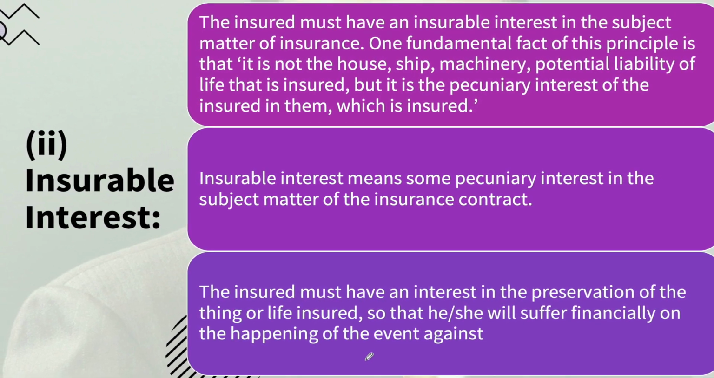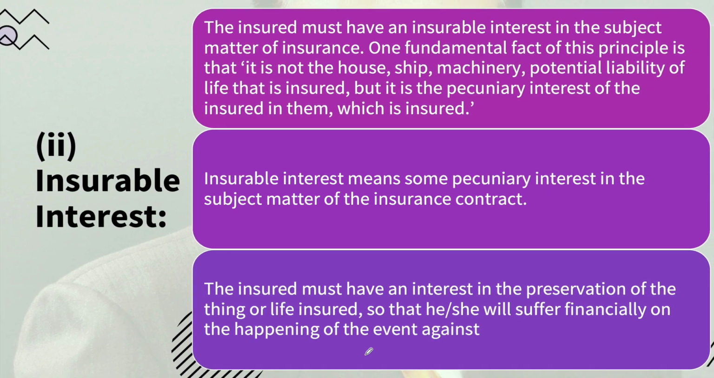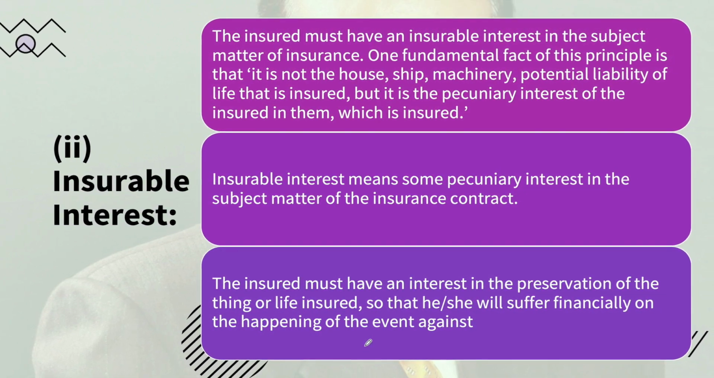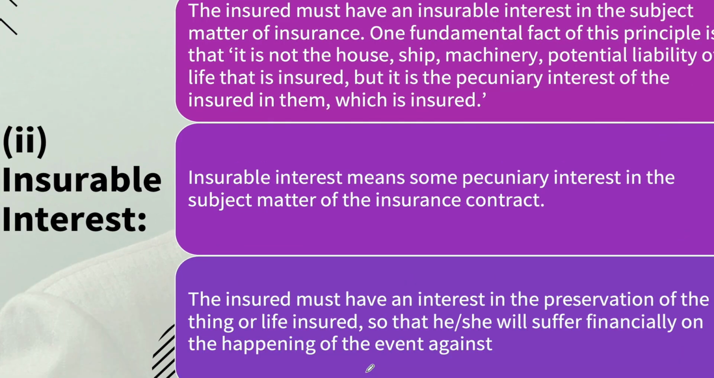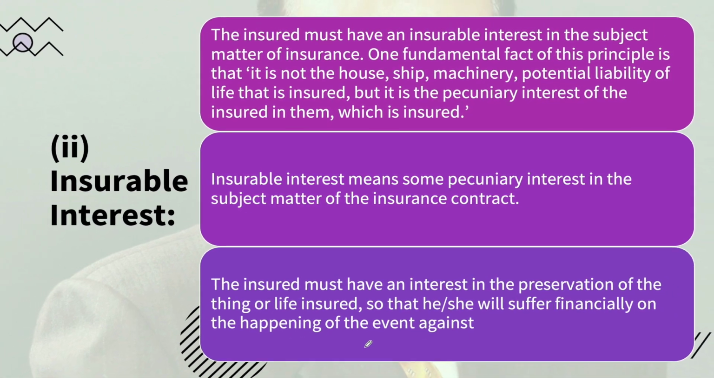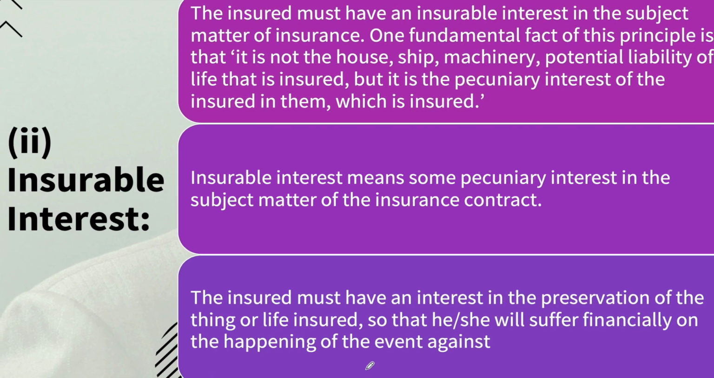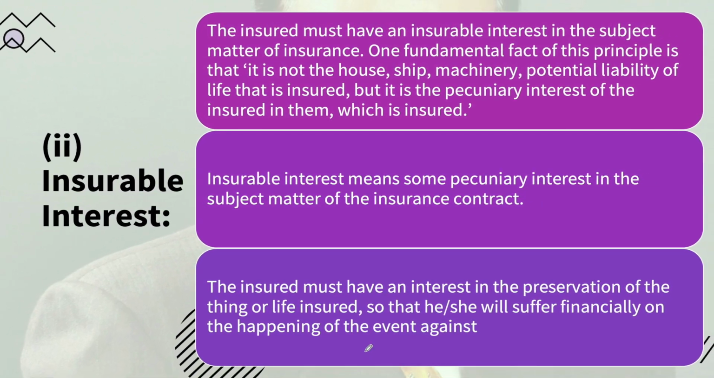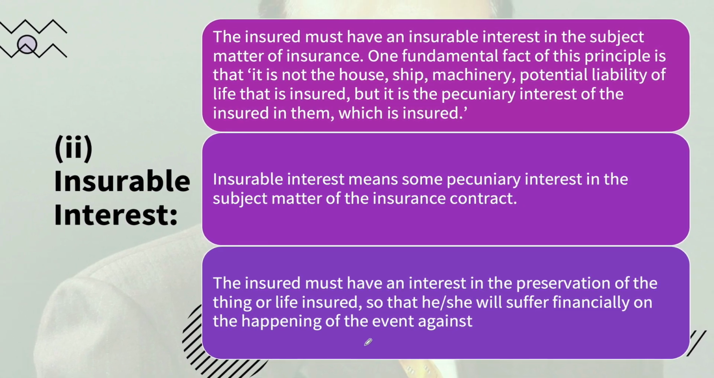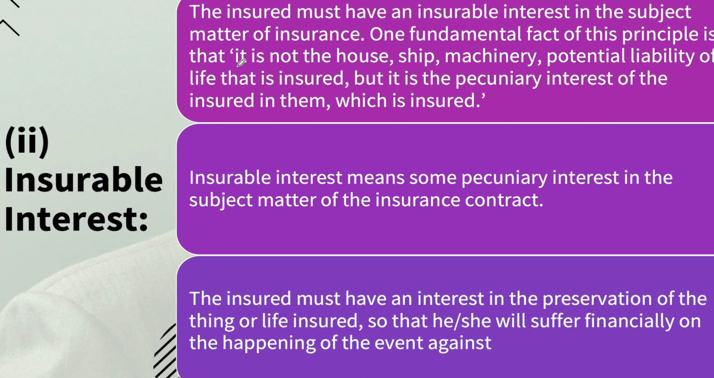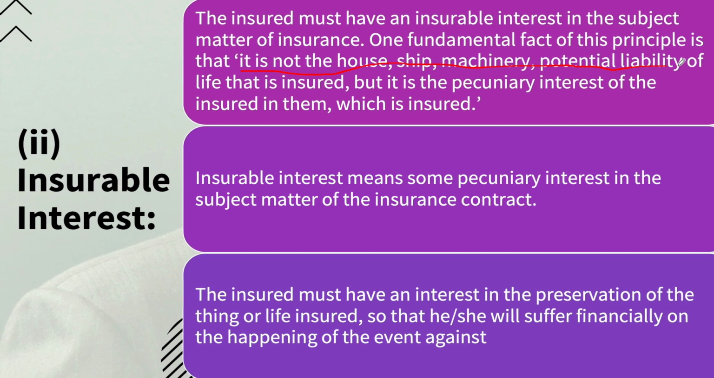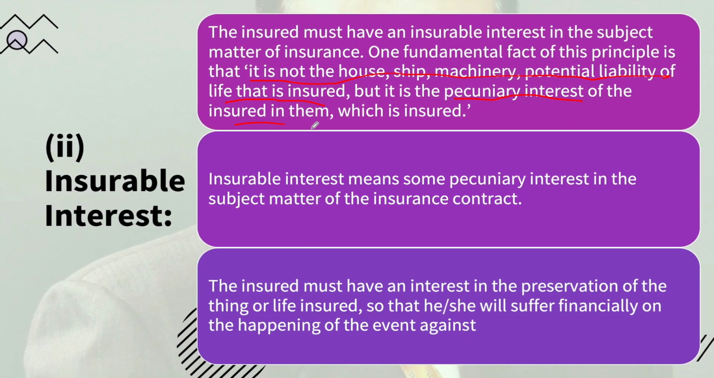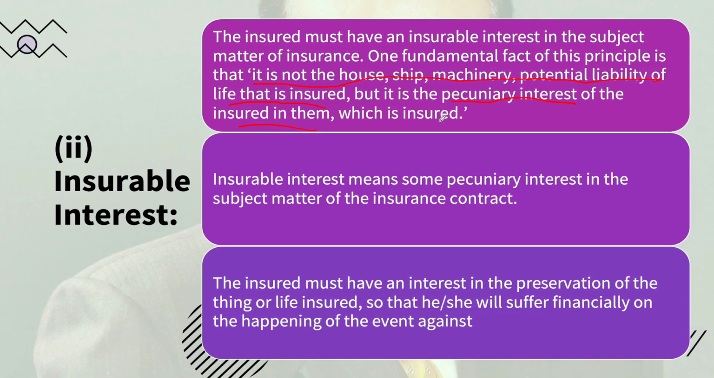This means that if there is any damage to the life or property which has been insured, the insured will have to incur loss due to this damage, and the insured will be benefited if full security is provided to that. So in the absence of insurable interest, the insurance contract is void. There are various instances of insurable interest, like the interest of husband and wife in each other's life, a lender's interest in his debtor's life, the owner's interest in his property, the employer's interest in the employee's life. The basic thing we have to understand here is that it is not the house, ship or machinery or the potential liability of the life that is insured, but the pecuniary interest of the insured in them which is being insured, right?